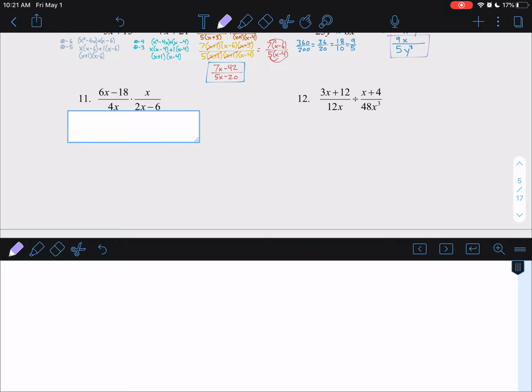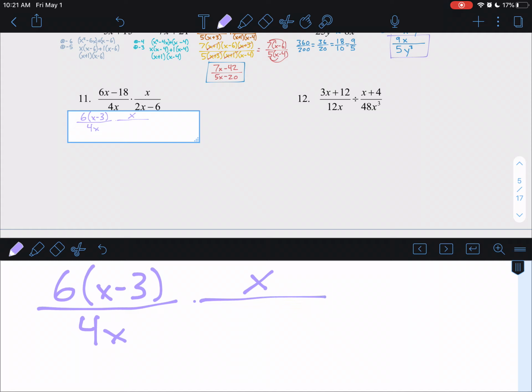The GCF between 6x and negative 18 is 6. I'm left with x minus 3 over 4x. That's what my first fraction converts into. My second fraction, I have x over 2x minus 6. So the GCF between 2x and negative 6 is 2. I'm left with x minus 3. And then this is where I just combine everything together.